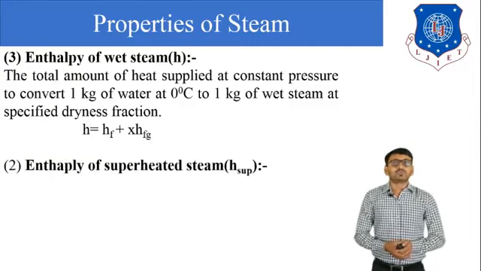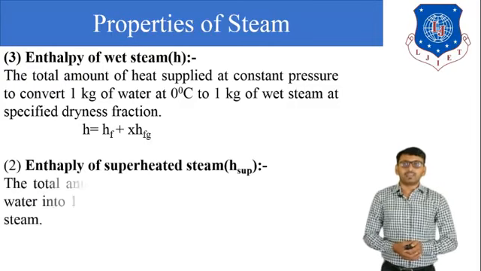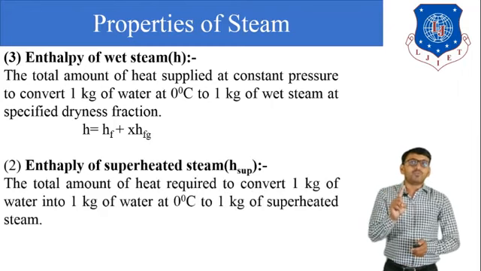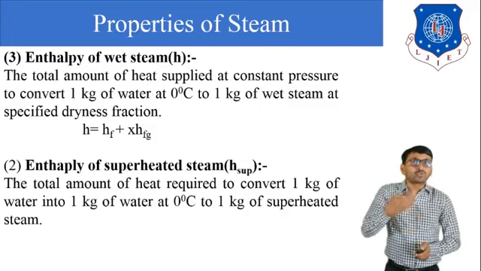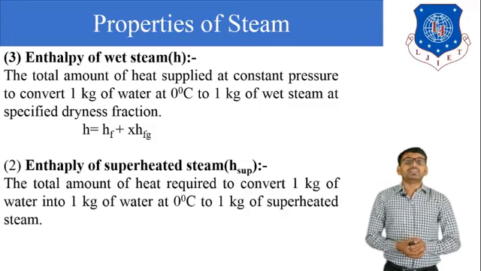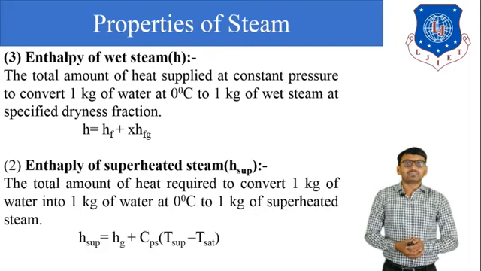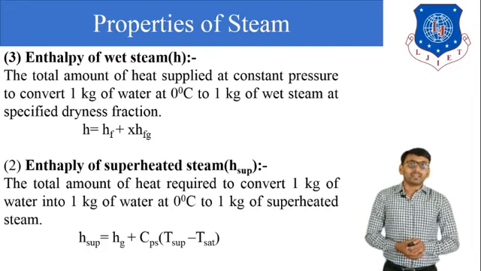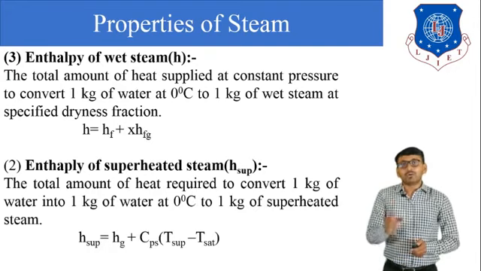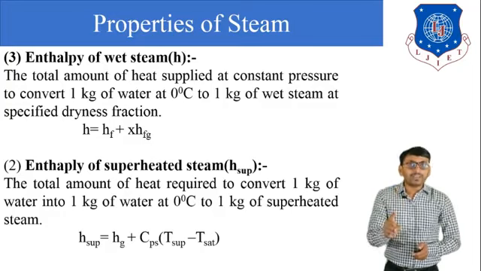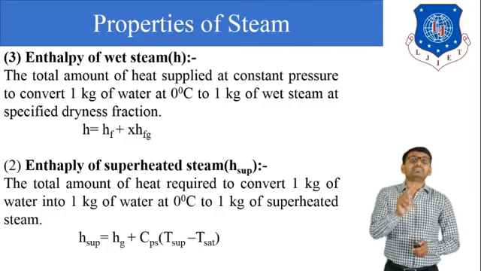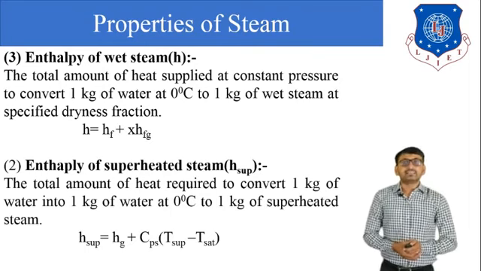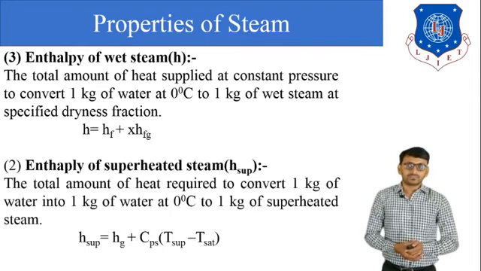Then enthalpy of superheated steam, it is denoted by H superheated, the total amount of heat supplied to convert 1 kg of water at 0 degree Celsius to 1 kg of superheated steam, and H superheated is equal to Hg plus Cps times (T superheated minus T saturated). What do you mean by Cps? Specific heat of superheated steam, T superheated is the temperature of superheated steam, and T saturated is the saturation temperature.